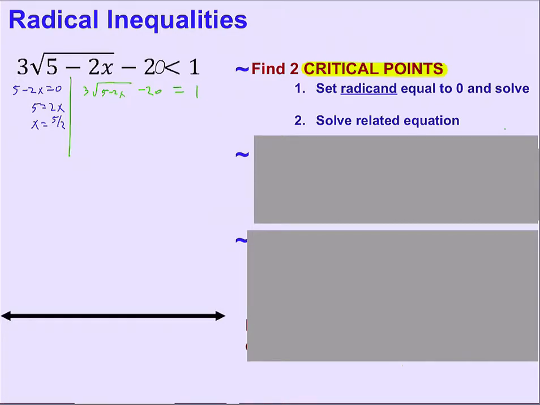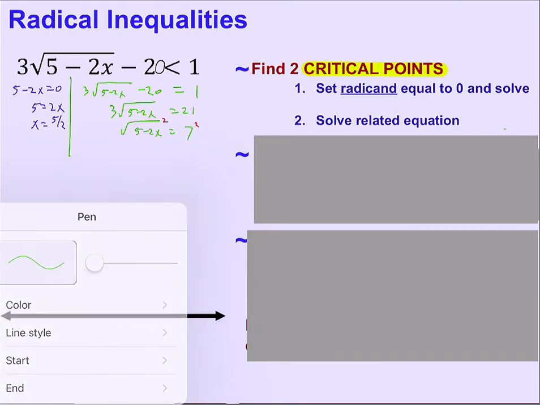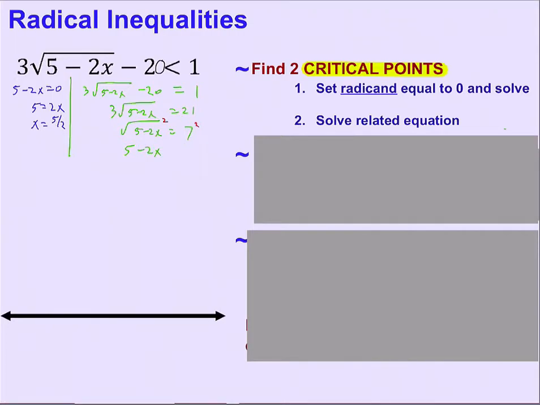So let's isolate. We can move the 20 over first by adding it to both sides. We can move the 3 next by dividing both sides by 3. Now's the part where we get rid of the radical. So remember that has to be by squaring both sides, and that will cancel out the radical. This one's not as tricky as some of the ones we saw last class. We don't have to worry about foiling or anything like that. And then we'll subtract 5 and divide. So those are our two critical values. x equals negative 22 and x equals 5 halves. So far, nothing crazy complicated.